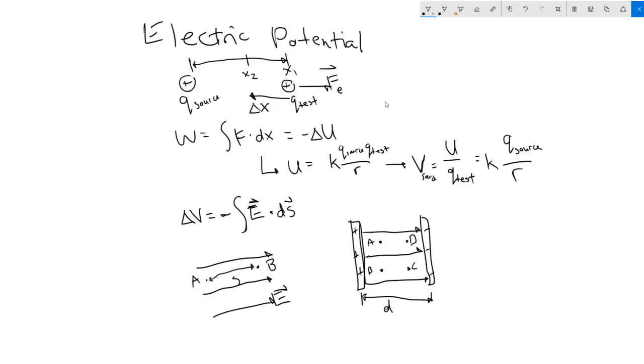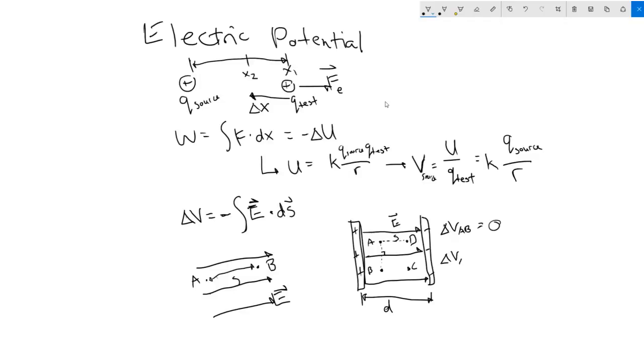So if A and B take a path that is perpendicular to the electric field, then the change in voltage from A to B is 0. If this line is perpendicular, then there's no electric field along the path from A to B, so there's no potential change. You only get potential change in the direction of your electric field. So if I go this way, let's say from A to D, whatever this separation is, I'll call it S or something like that.